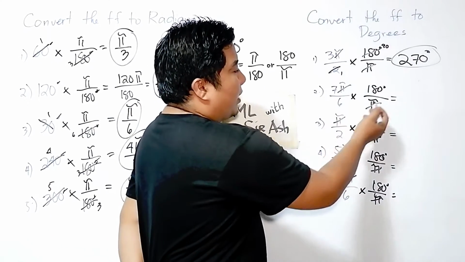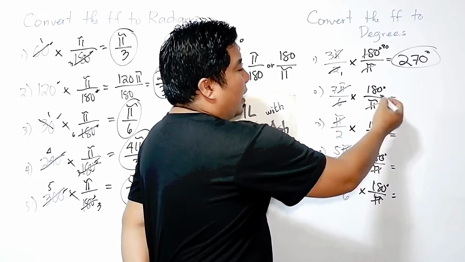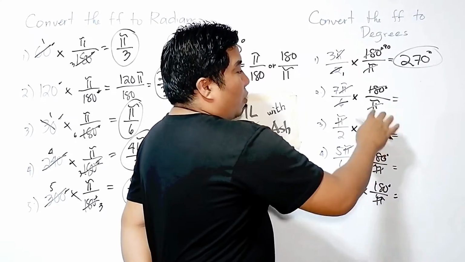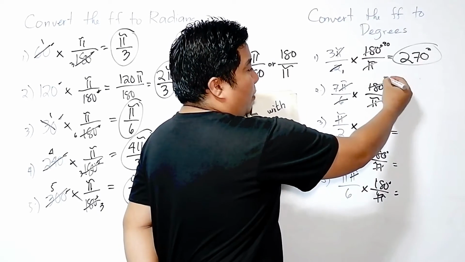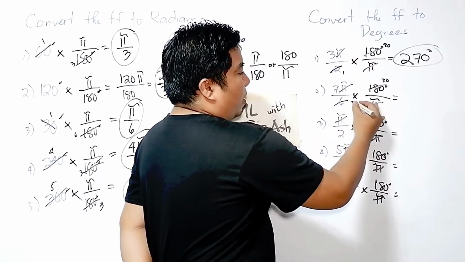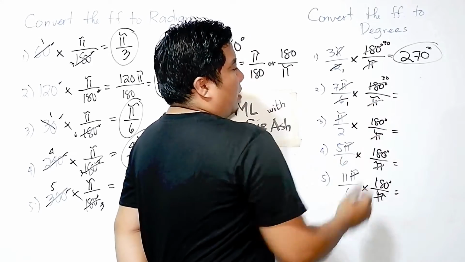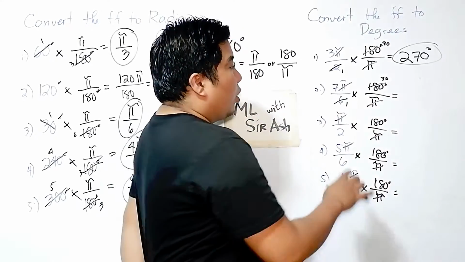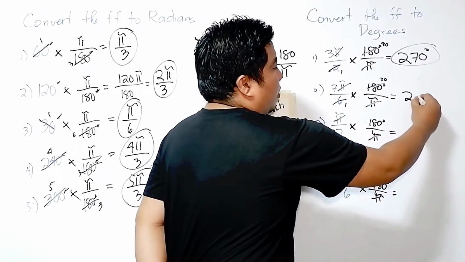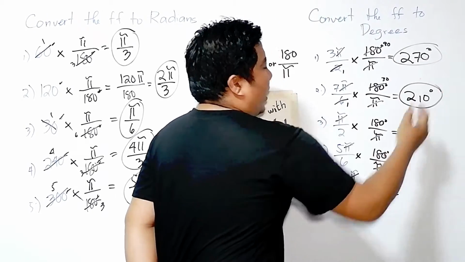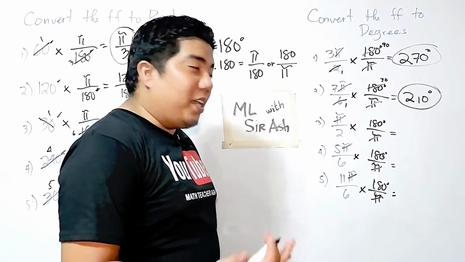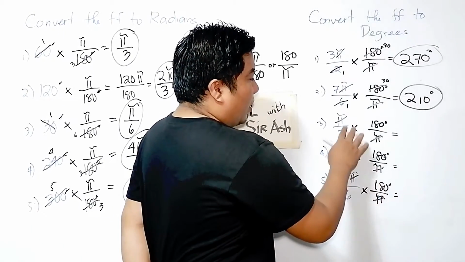We have 7 over 6 and 180. So I could use 6 and 180 here. So if I divide this by 6, this will become 30. Of course, this will become 1. So this will give me again a whole number. So 7 times 30, that is 210 degrees. And that is my final answer. Easy, right? Now, how about here?